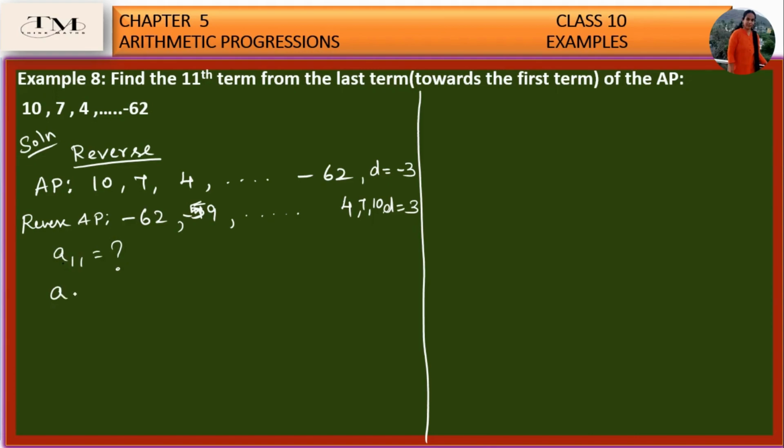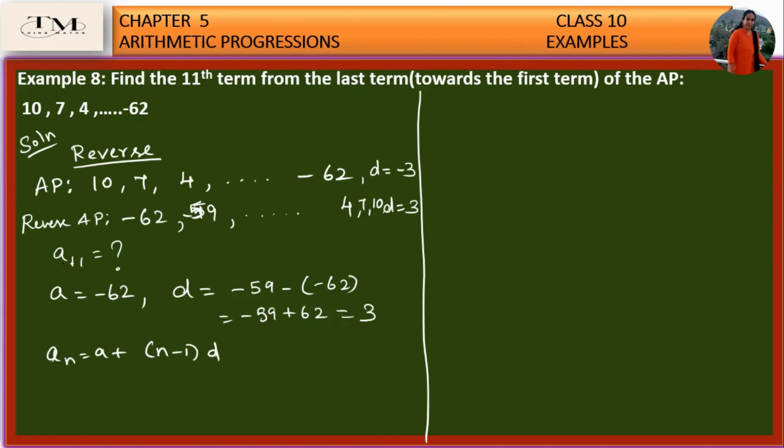Okay. So here A is equal to minus 62 and D is equal to minus 59 minus minus 62. So it is minus 59 plus 62, because minus into minus is plus. So 62 minus 59 is 3. So we know an equal to a plus n minus 1 into d. So we should find a11. So a11 equal to minus 62 plus 11 minus 1 into 3.